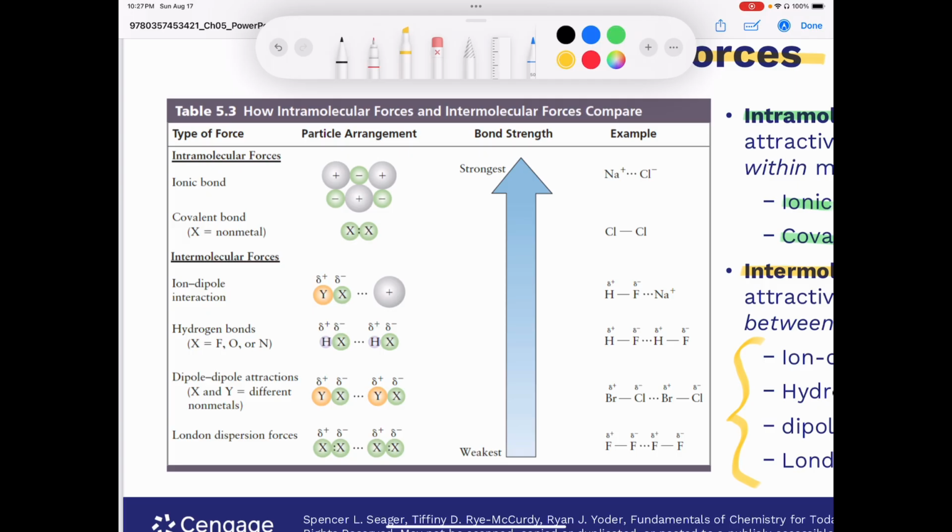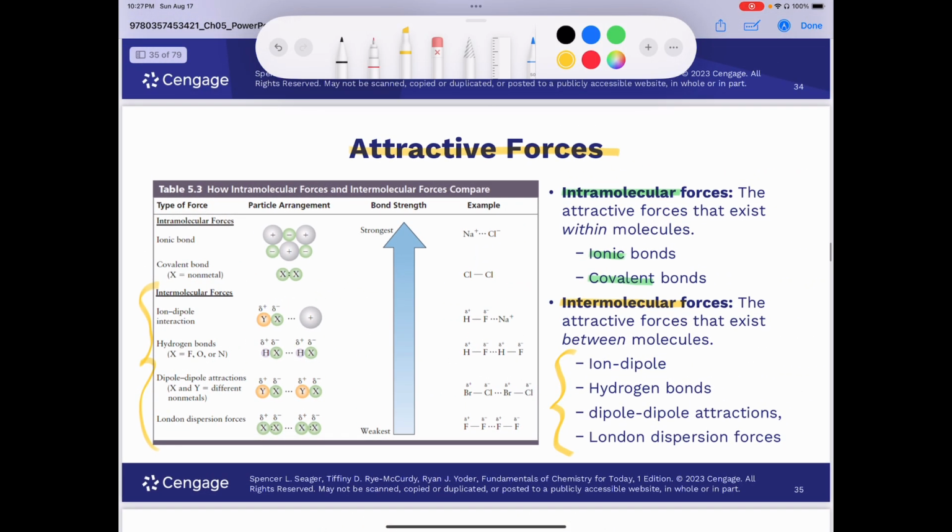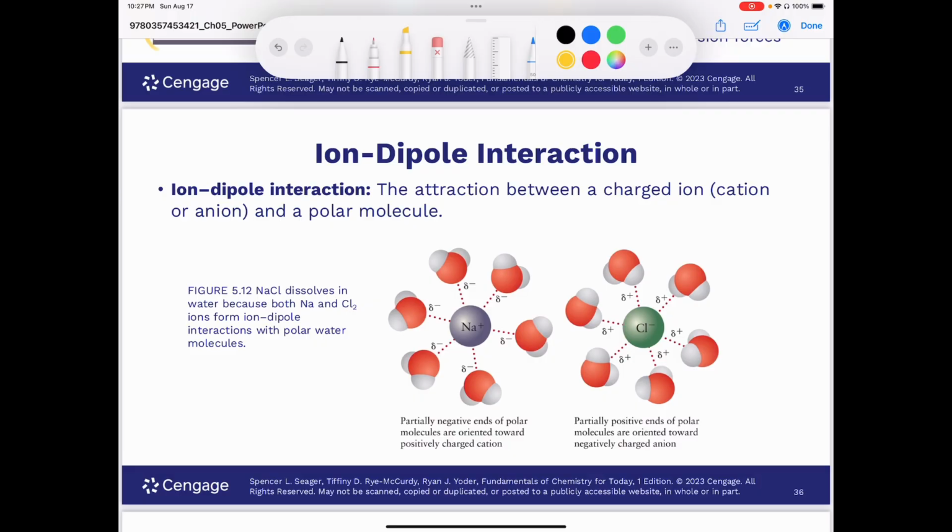But then if we look at our intermolecular forces, ion dipole interactions, hydrogen bonds, dipole-dipole interactions, and London forces, you can see, again, not only are they weaker, but you should know the order. You should know the ion dipole is the strongest, followed by hydrogen bonds, then dipole-dipole, and then London dispersion forces are the weakest of all of the intermolecular forces. So let's cover them one by one, and we're going to start out with the strongest of the four intermolecular forces, and that is the ion dipole interaction.